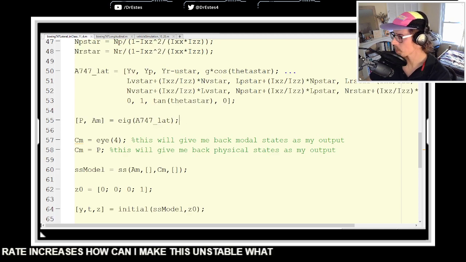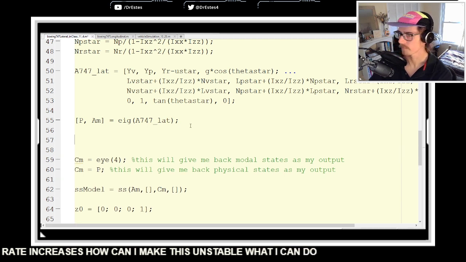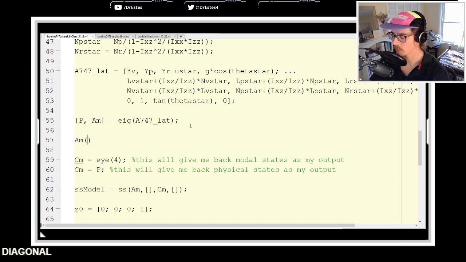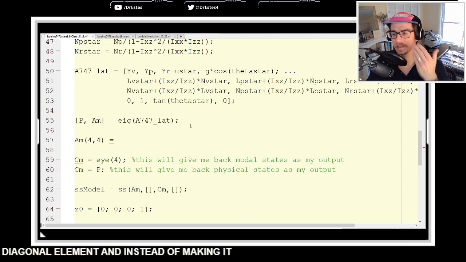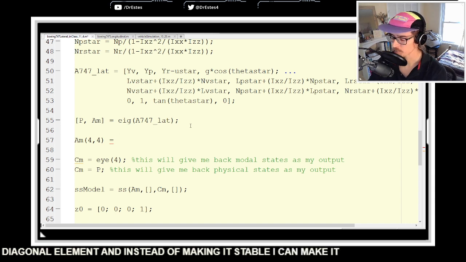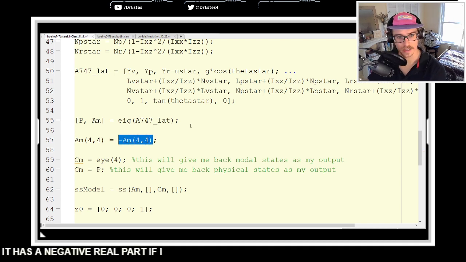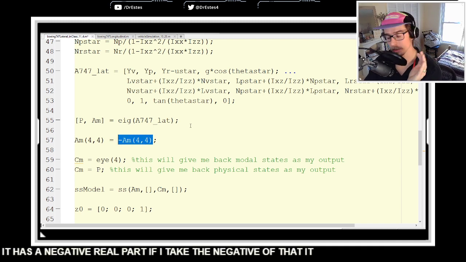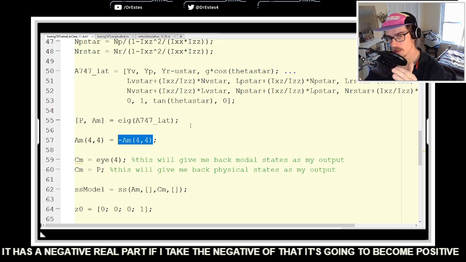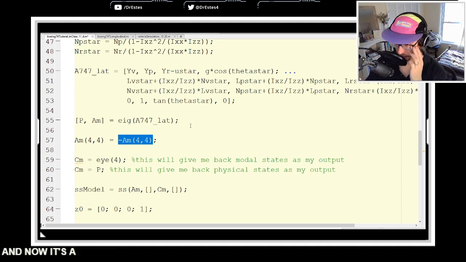What I could do, I could take the fourth diagonal element, and instead of making it stable, I could make it unstable. So right now it has a negative real part. If I take the negative of that, it's going to become positive. And now it's an unstable spiral mode.